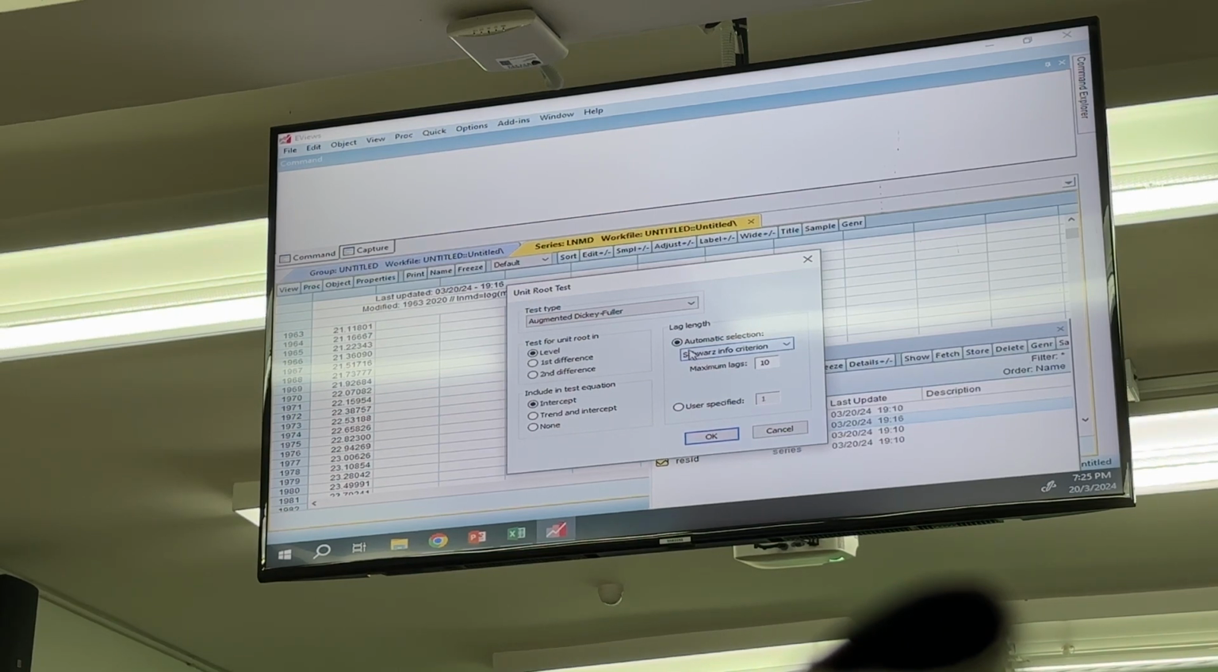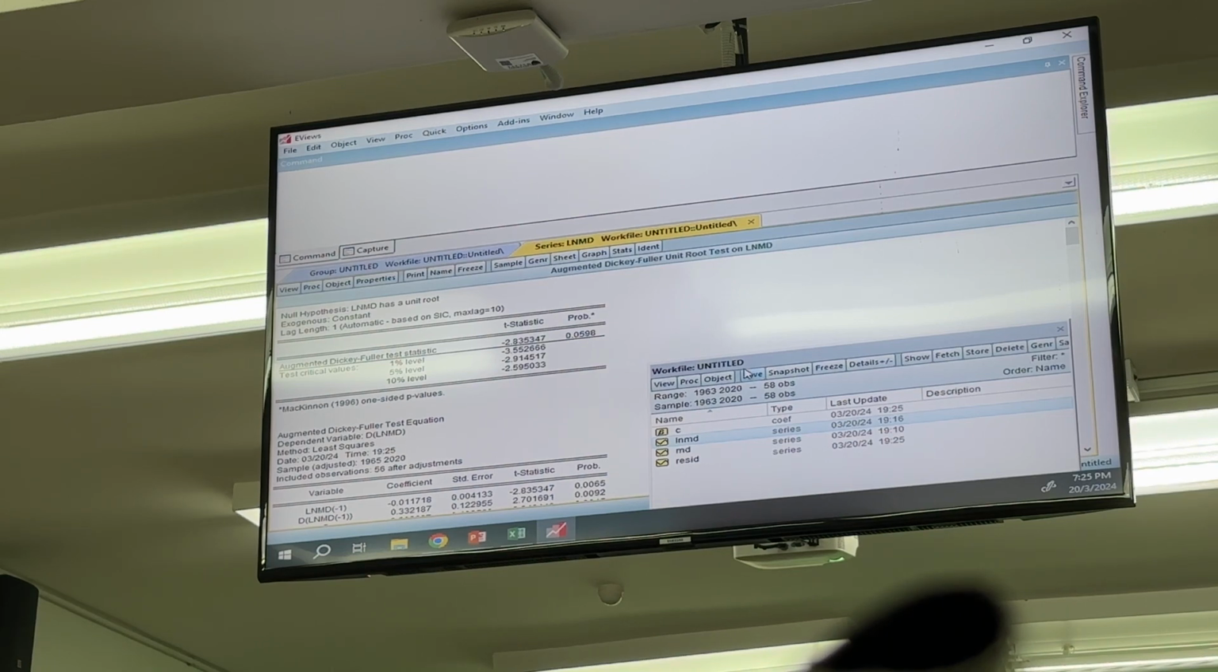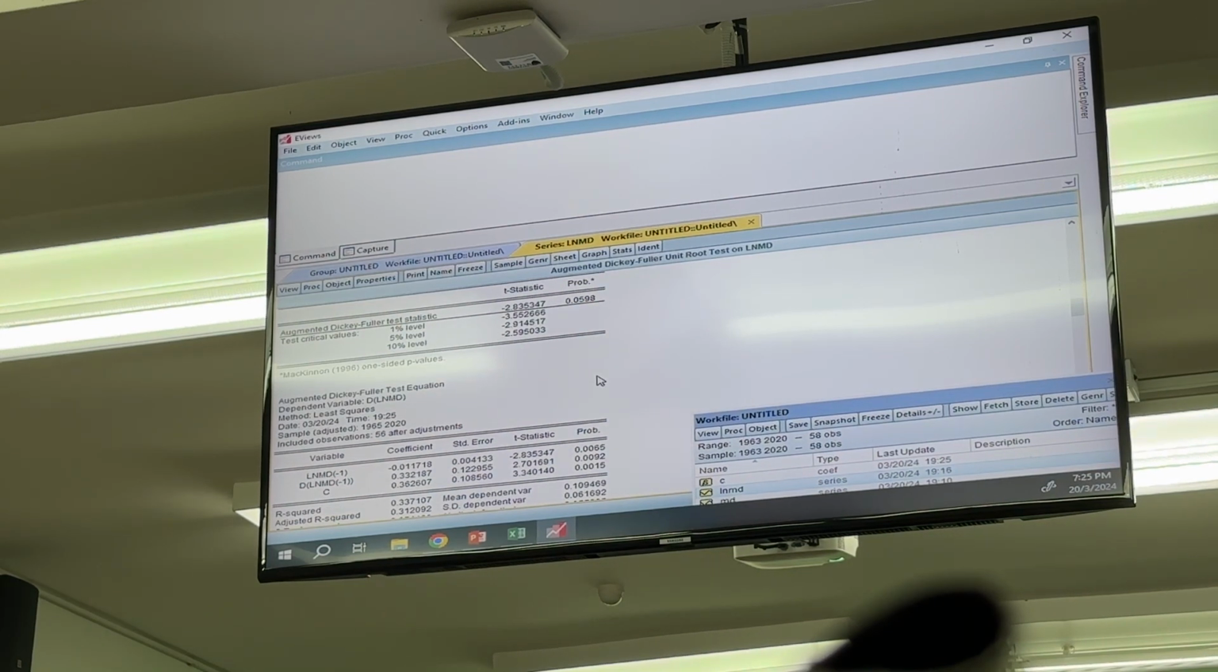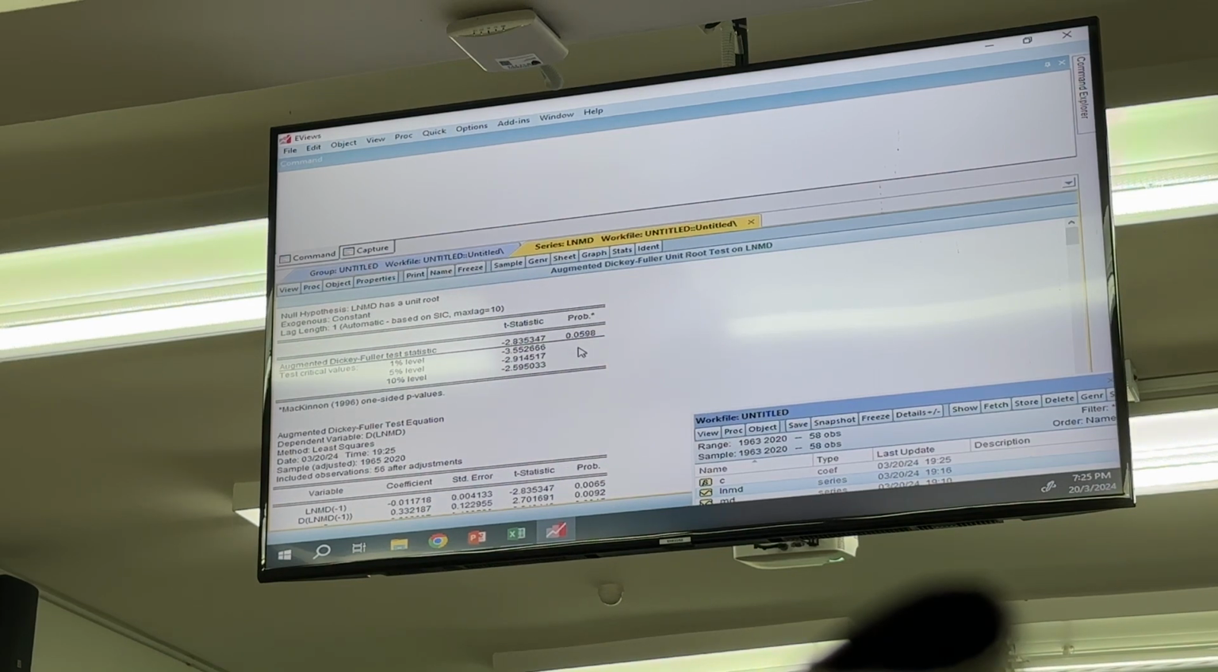So the maximum is 10. How many lags EViews will return depends on the criteria I use. So this is my result. How to read this result?